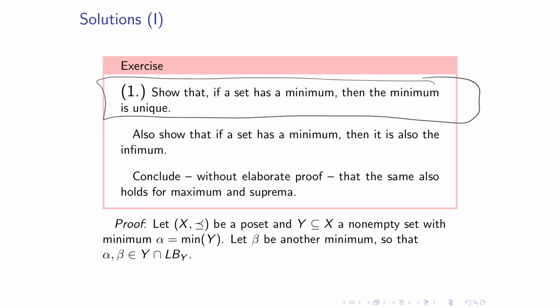unique. And so, as I described elsewhere, we'll say that we have some poset X ordered by preseq. We'll have some non-empty subset Y of X, and assume that it has a minimum, which we'll call alpha. We'll assume that there is this other minimum called beta. And what these together mean by definition is that alpha and beta must both be in the set, and they must both be lower bounds of the set.